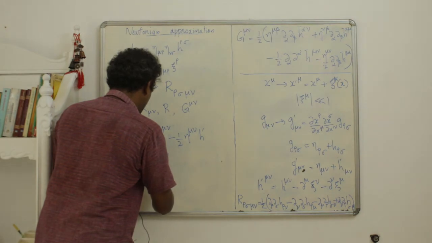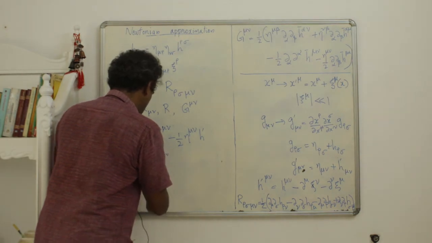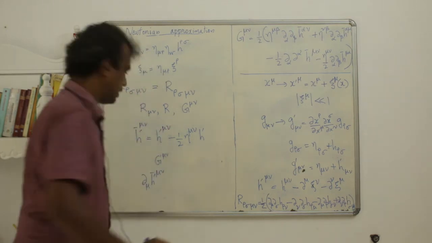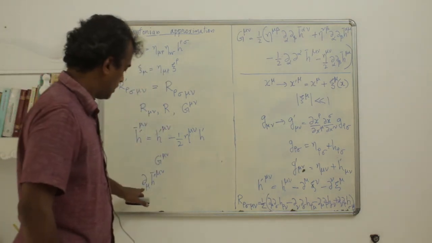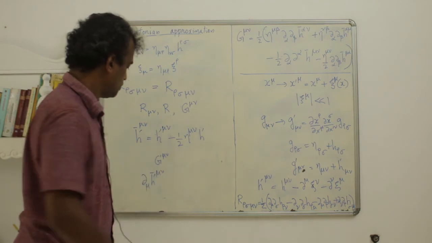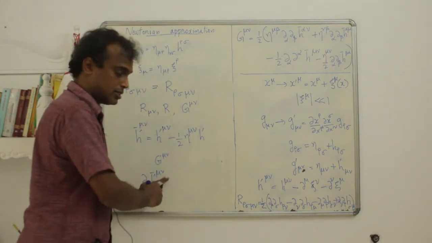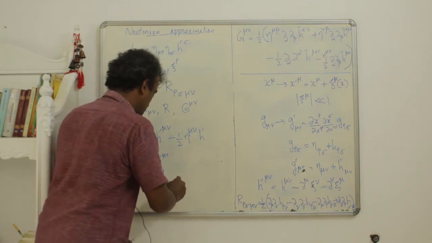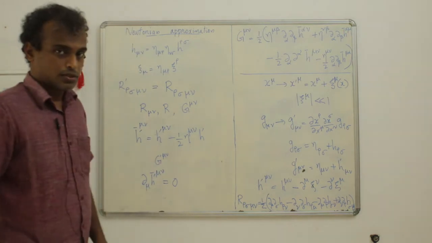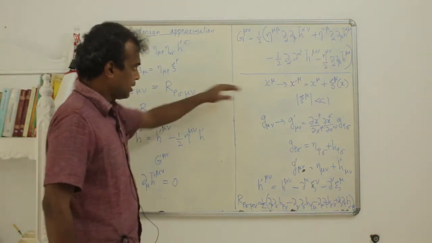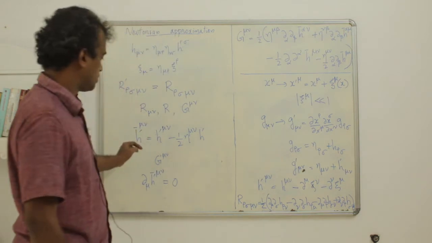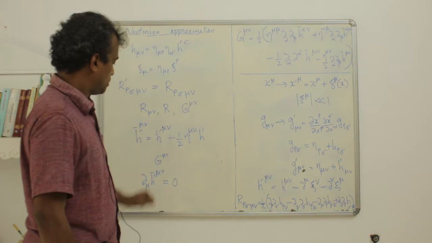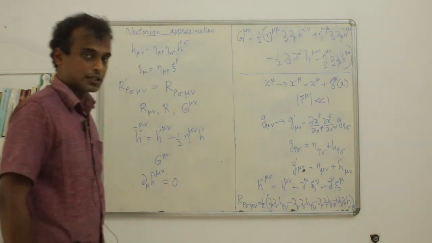h bar prime mu nu, taken a covariant divergence del mu of h bar prime mu nu, this is the divergence of h bar prime mu nu, is 0. So let me repeat again, we are doing a coordinate transformation such that it results in an h bar prime mu nu which satisfies this condition.